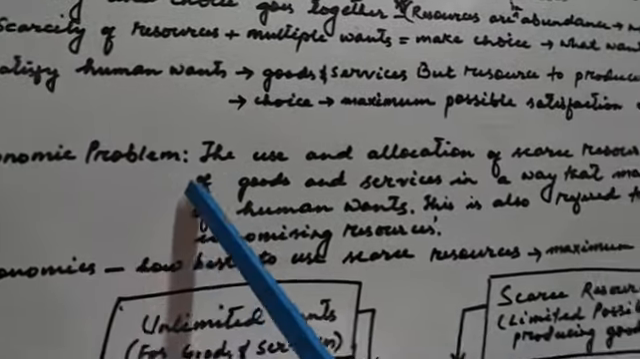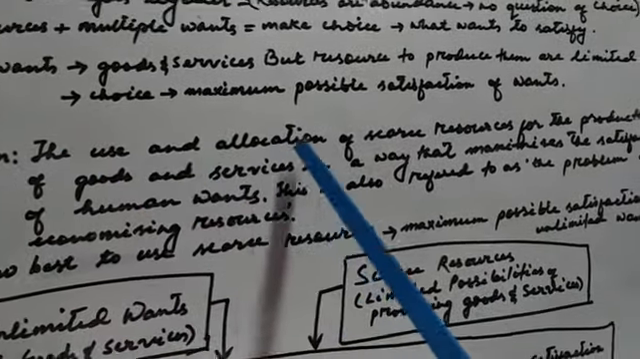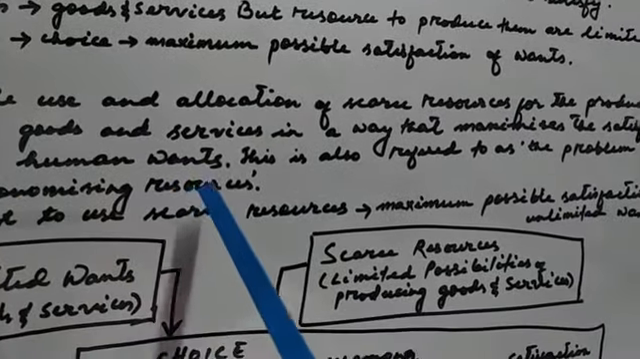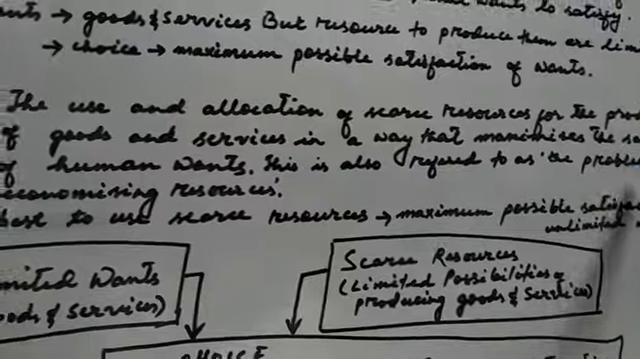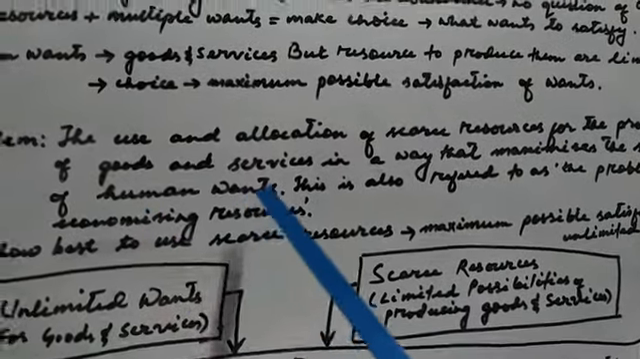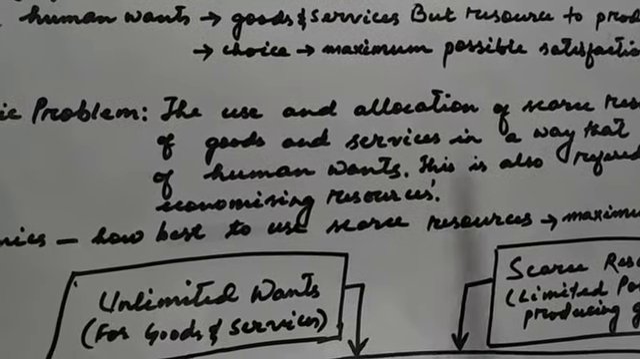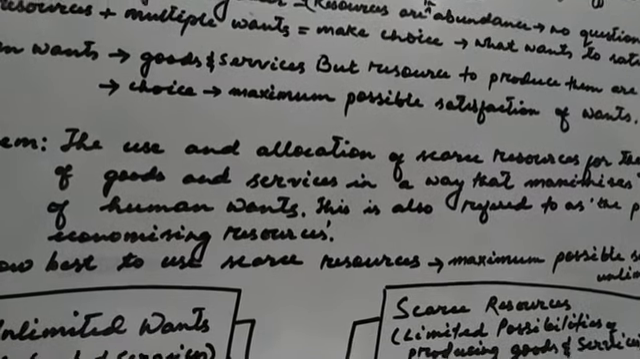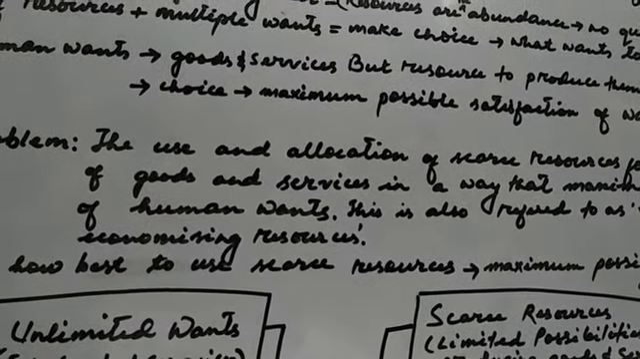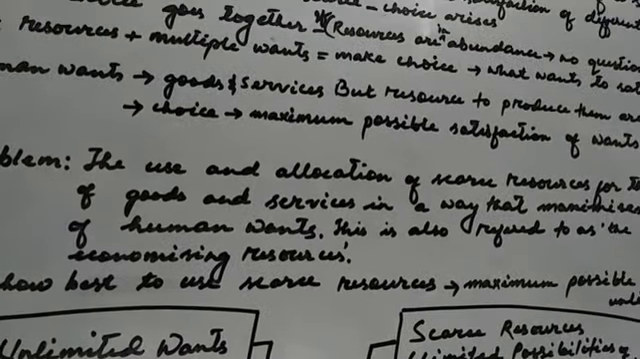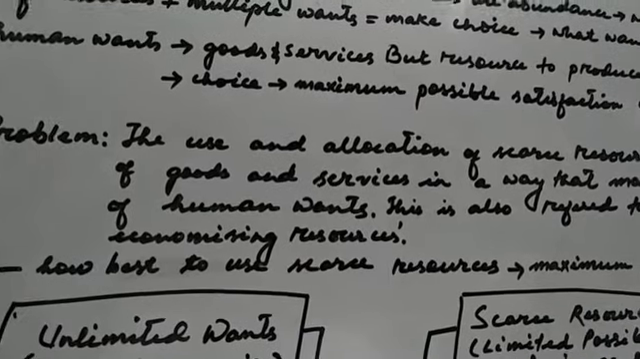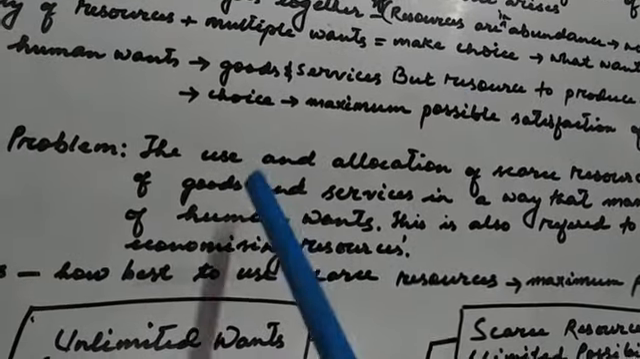What does the economic problem say? The economic problem is the use and allocation of scarce resources for the production of goods and services in a way that maximizes the satisfaction of human wants. This is also referred to as the problem of economizing resources. So the economic problem basically means the use and allocation of scarce resources in a manner that maximizes the satisfaction of human wants. That is all about the economic problem.